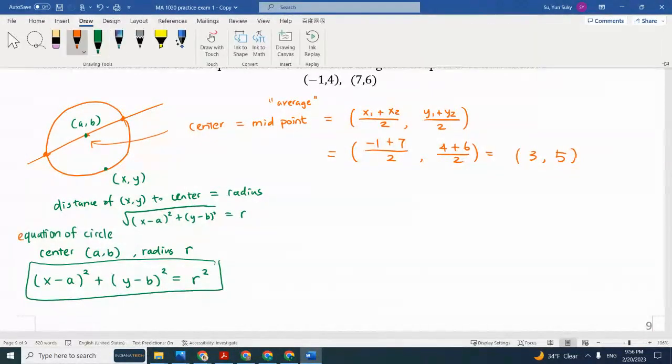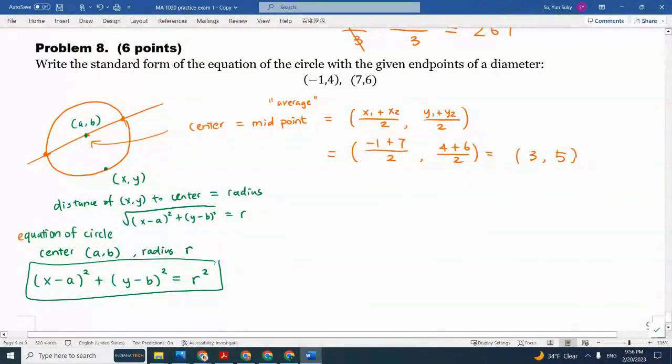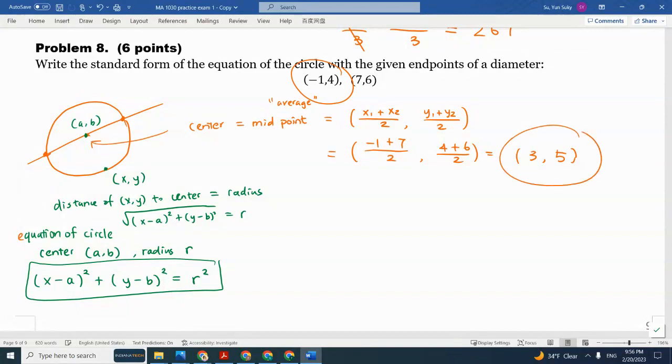Okay, so now we need to find the radius. There are two ways to find the radius, or three ways. You can find the distance between one point on the circle and the center, and that will give us the radius. Or you can find the distance of the second point on the circle and the center, and you also get the radius. Or you can find the distance between those two points on the circle, and that will give you the diameter, and your radius is going to be the diameter divided by 2. So you can use whichever you like.